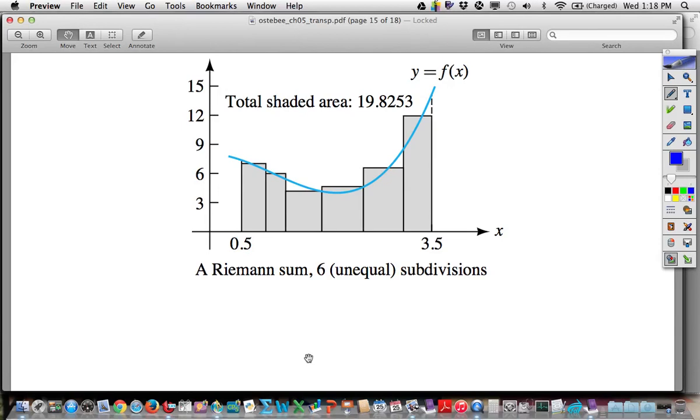It's a function height times a width. Function height times a width. Function height times a width. Right? It's a Riemann sum. But why would you want to do that? That just complicates things, right? So normally we would never do this, but it still qualifies as a Riemann sum.